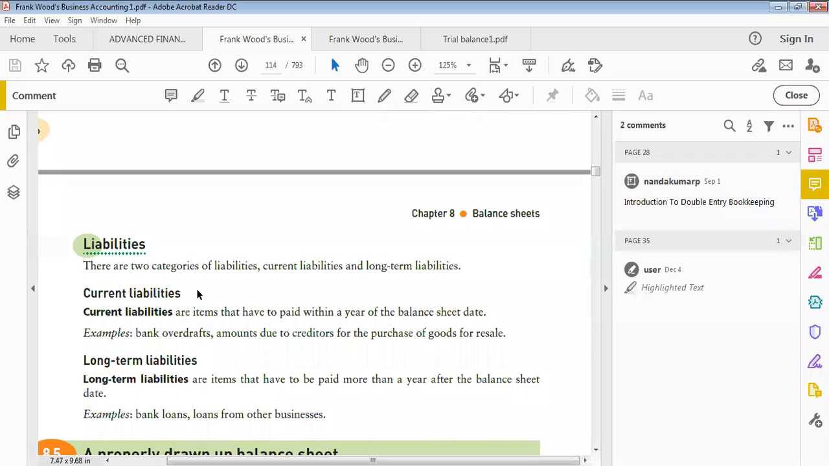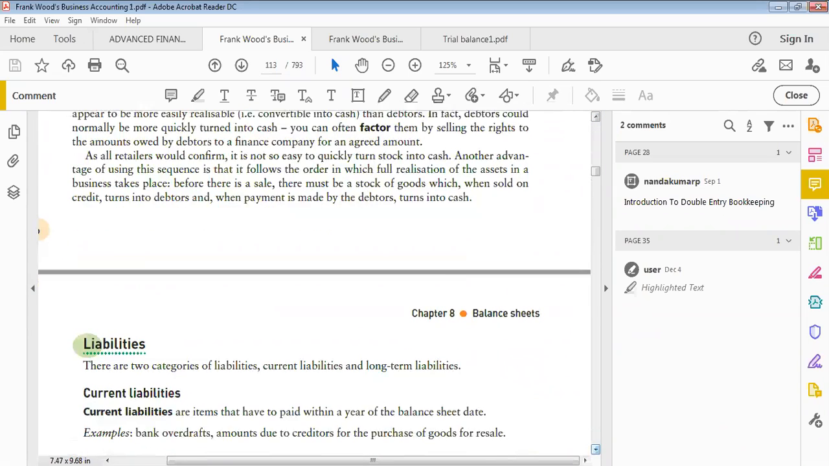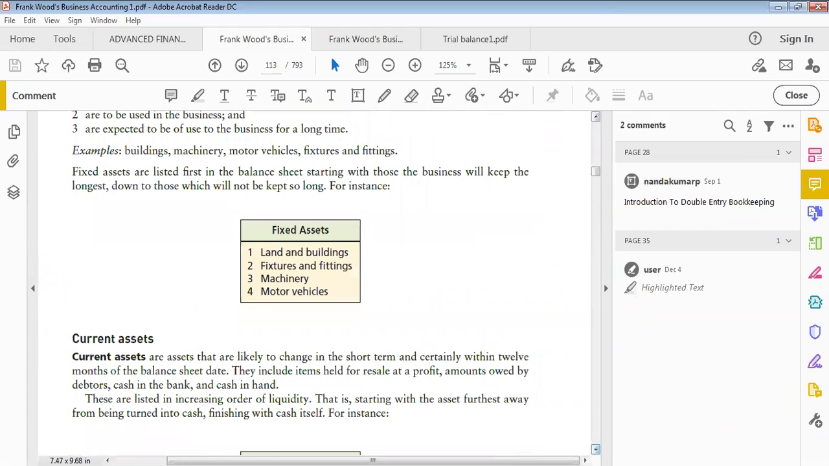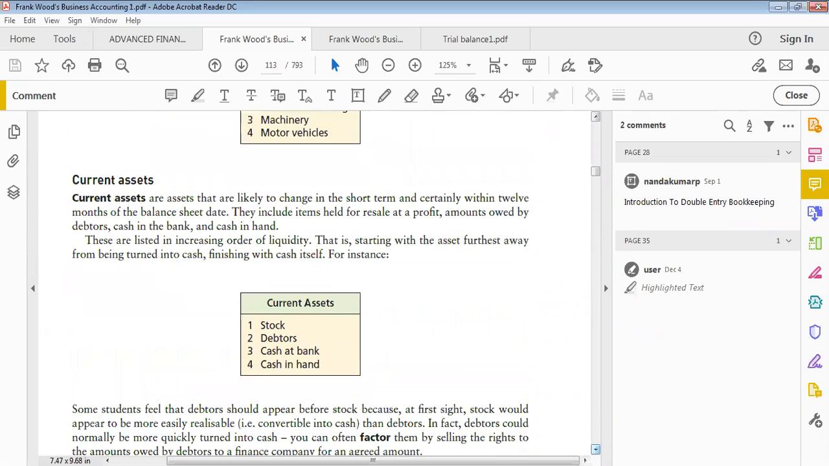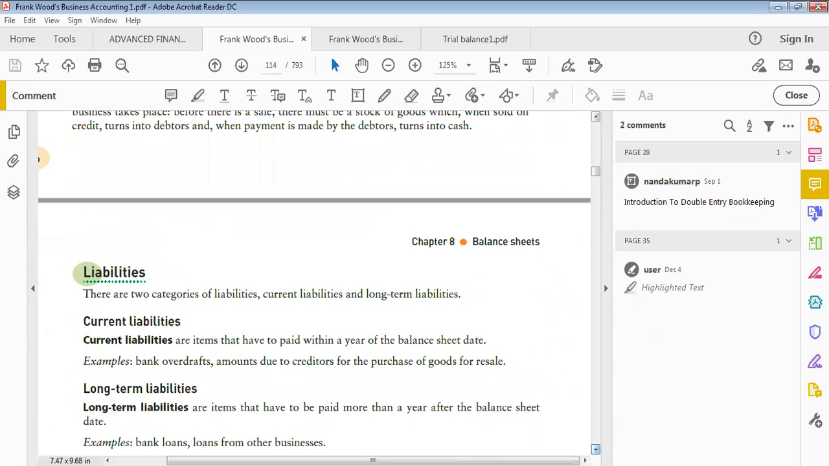I was saying that we looked at assets a while ago. Now we'll look at liabilities. We looked at fixed and current assets. With fixed assets, we start with land and buildings and you go down, and then with current assets you start with stock, debtors, then cash at bank and cash in hand. Liabilities now. There are two categories of liabilities: current liabilities and long-term liabilities.